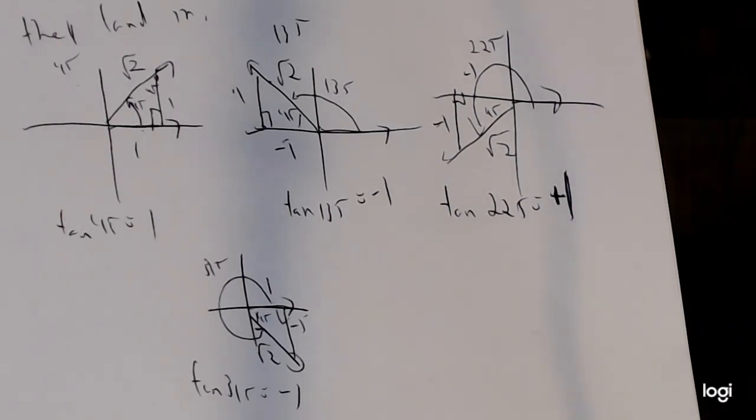So, for example, if I know what the cosine of 30 degrees is, then I know what the cosine of 150 degrees is because they both have the same reference angle. So I don't need to waste my time doing more unnecessary work.